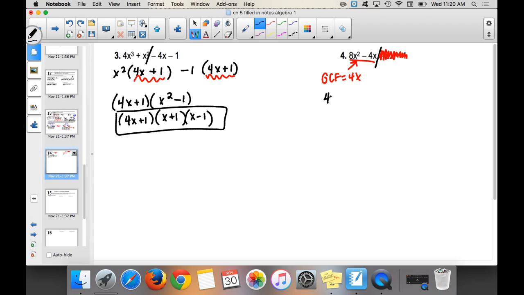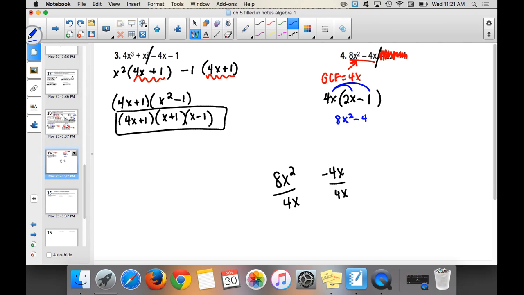So I'm going to have a 4x, and then inside parentheses what I need in order to get 8x squared minus 4x. So if I had 8x squared and I divide by 4x, I'm left with 2x. And if I have negative 4x and I divide by 4x, what do I have? Negative 1. Do you guys see that? And you can check, if you multiply back in, 4x times 2x is 8x squared. 4x times negative 1 is negative 4x. Okay, so we have it.